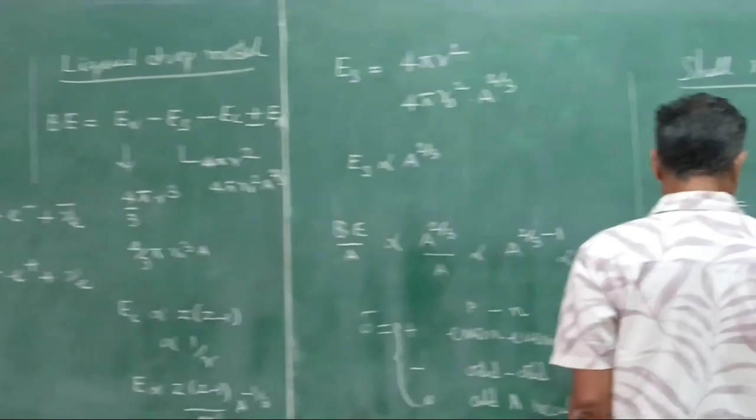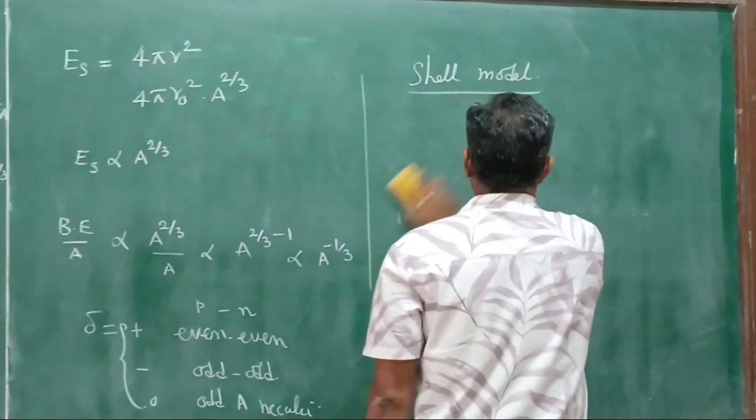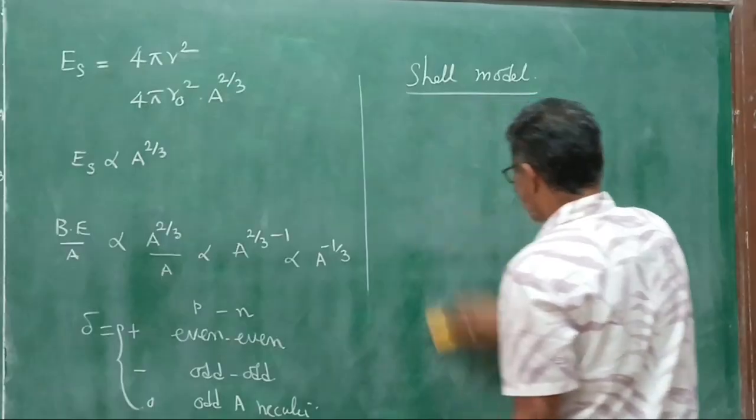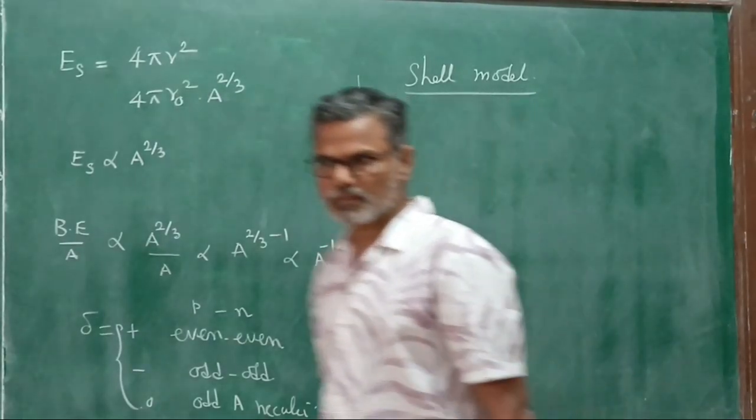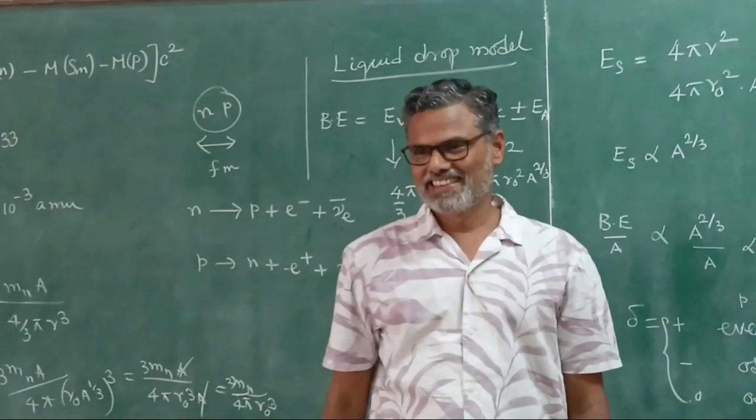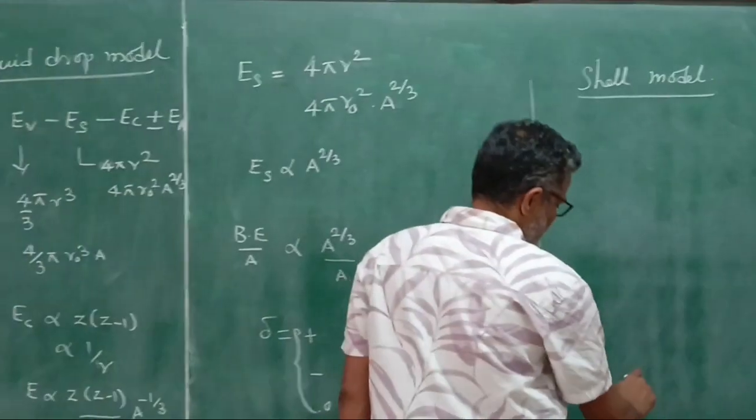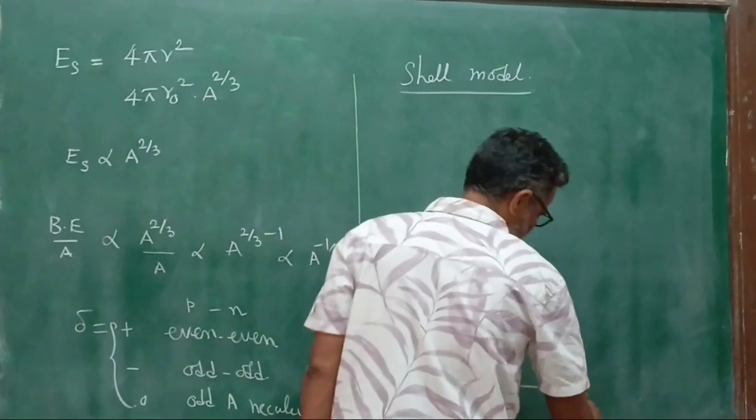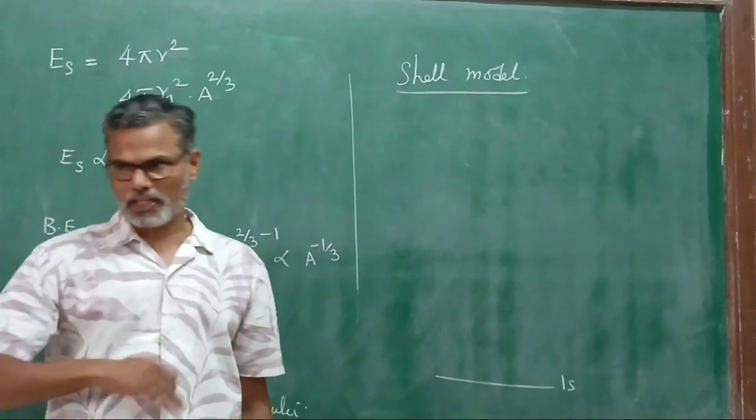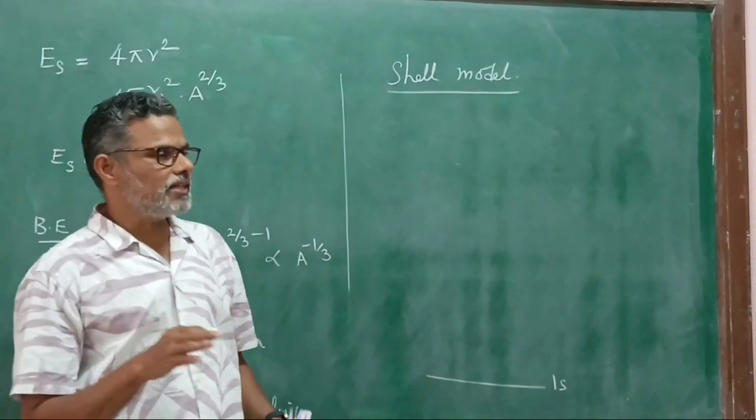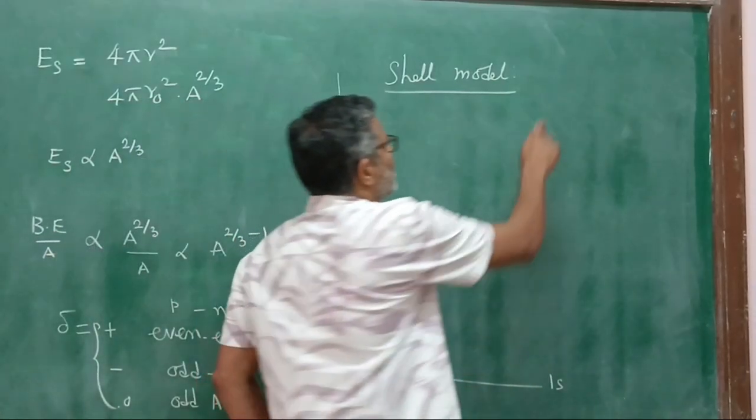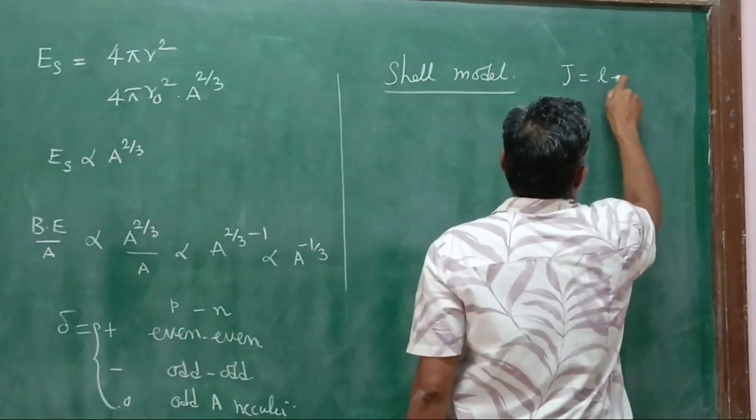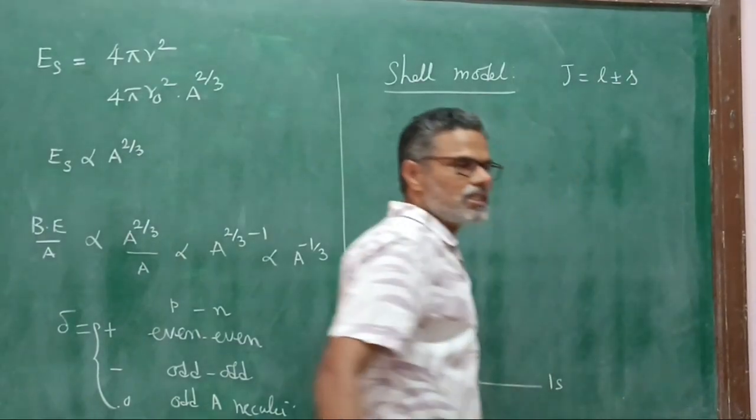So does anyone know how this energy level diagram looks? Anyone? Forgot? Anyway, there is 1s here, and s, p, d, f, the same orbits are there. But here the energy level gets split up depending on j, where j equals the total angular momentum, L plus or minus s, where s is the spin.